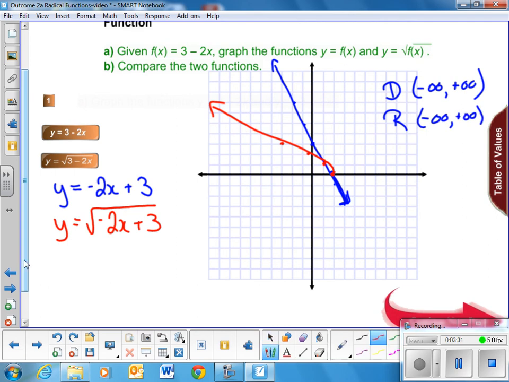However, for our new function, the domain has to start where the function has a y value of 0. And so in this case, it would be at the point 1.5. It's difficult to see from my graph, but that would be the starting point. So the domain would be from negative infinity up to positive 1.5. The range is going to go from 0 up to positive infinity.